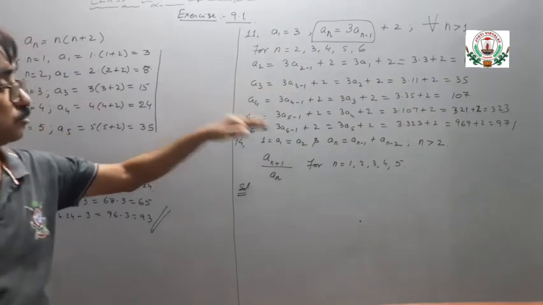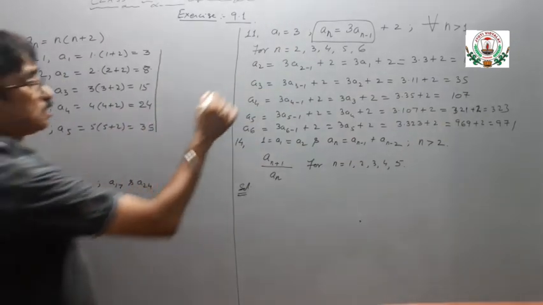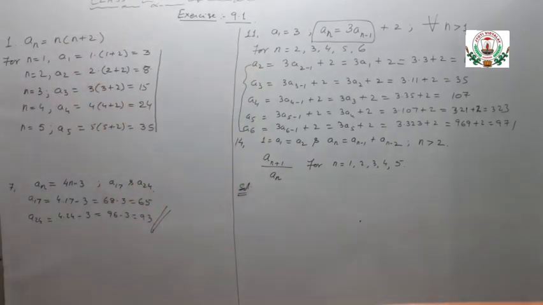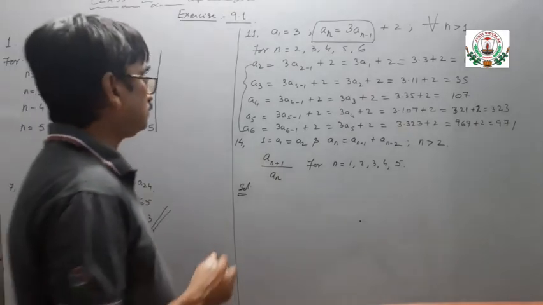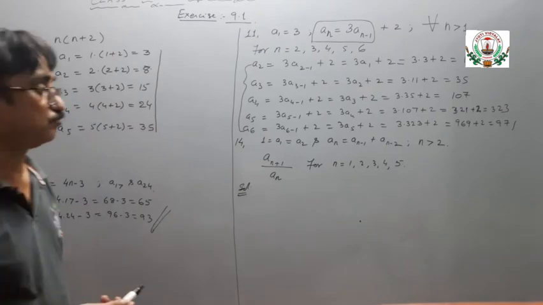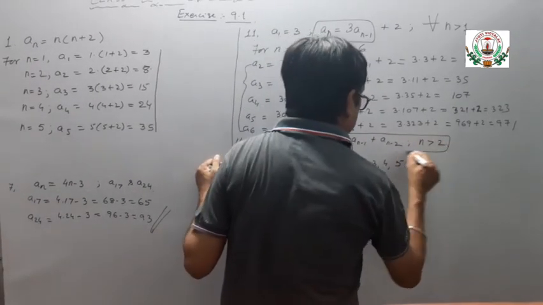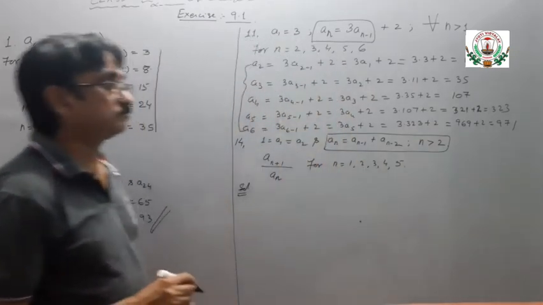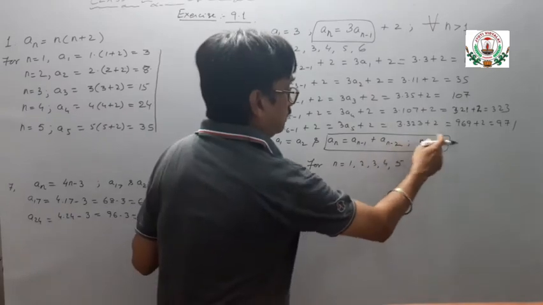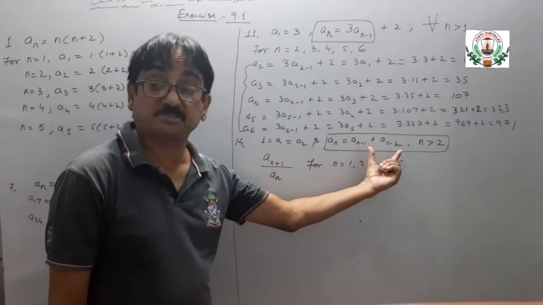In the same way you can calculate the rest of the terms, 4th, 5th and the 6th term. So these are your first 5 terms. Now next question is 14th. First term is given 1, second term is also given 1, and the nth term is given by the formula a(n-1) plus a(n-2), where n is greater than 2. This series is known as the Fibonacci series.